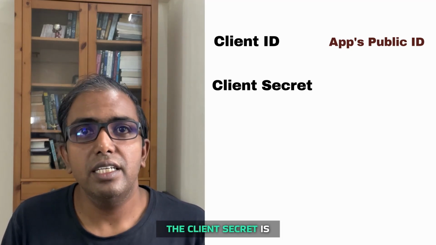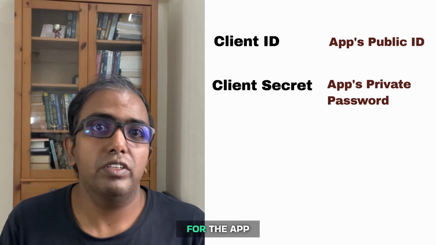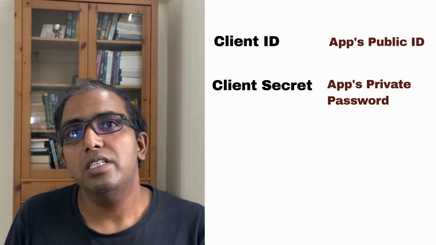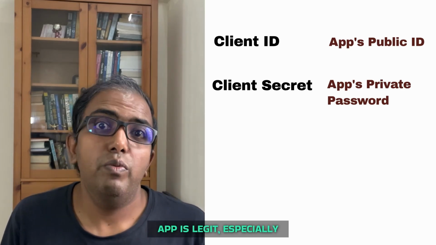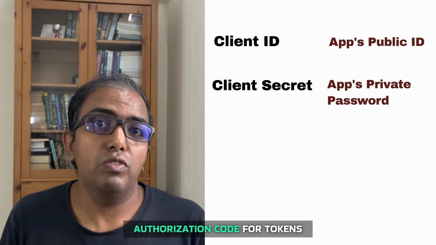It is how the provider, like Azure AD, Google, or your IDP, knows which app is making the request. The client secret is like your private password for the app. You will use the secret on the server side of your app to prove that your app is legit, especially when you exchange the authorization code for tokens.